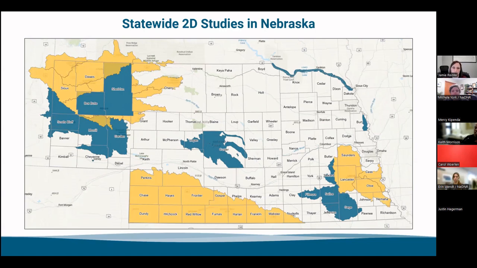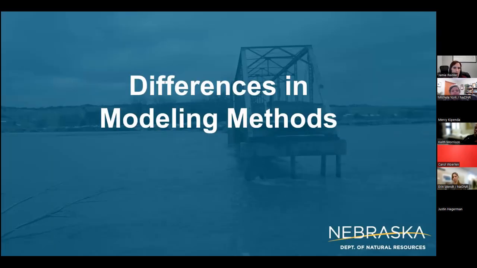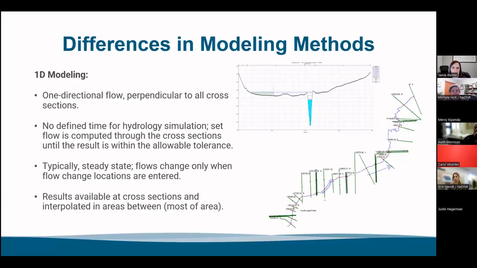And this is just an overview of everything all together. So we're making pretty good progress on getting 2D coverage in the state, and hopefully we'll be adding to that fairly quickly here in the coming years. Next, we're going to go through the differences in modeling methods.